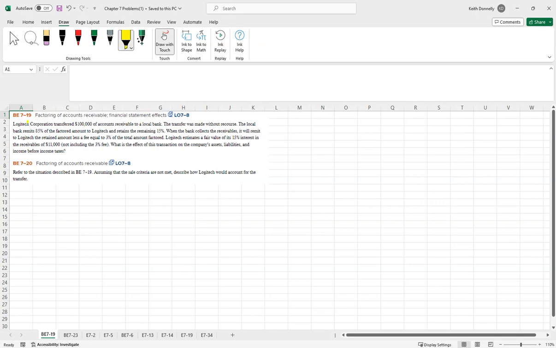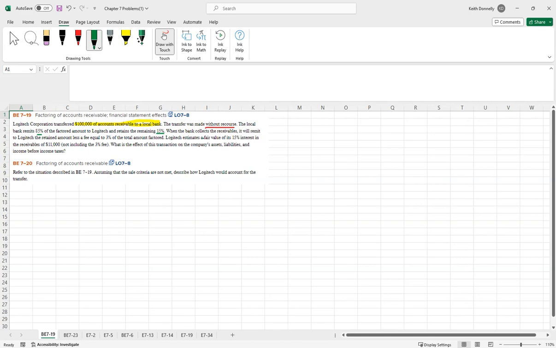Okay, so we have a corporation. They transferred $100,000 of accounts receivable to a local bank. This was made without recourse, so we're not going to have to track any liability for it. It says the local bank remits 85% of the factored amount, so 85% of that 100,000, we get up front, and the remaining 15% they temporarily keep.